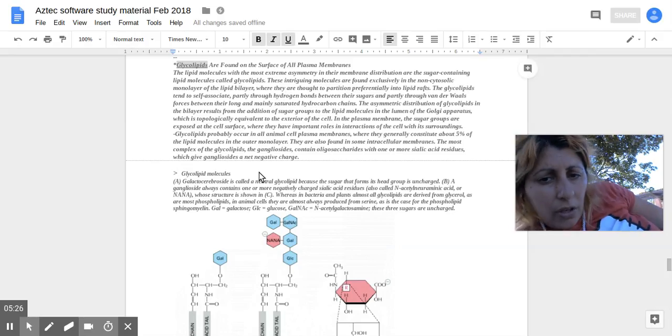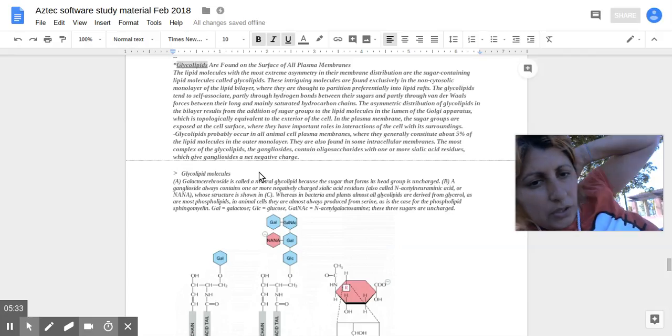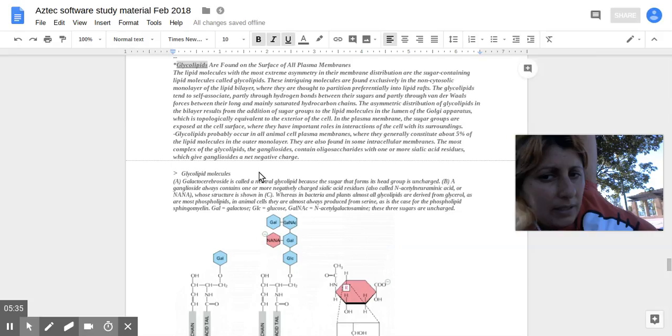Glycolipids probably occur in all animal cell plasma membranes, where they generally constitute about 5% of the lipid molecules in the outer monolayer. They are also found in some intracellular membranes inside the cell. The most complex of glycolipids, the gangliosides, contain oligosaccharides with one or more sialic acid residues, which give gangliosides a net negative charge.